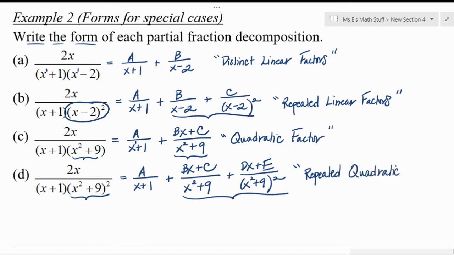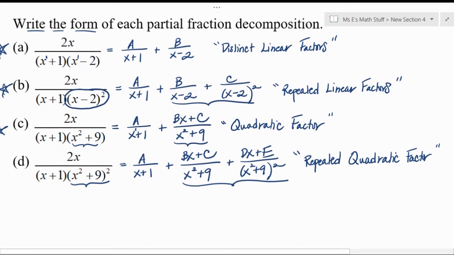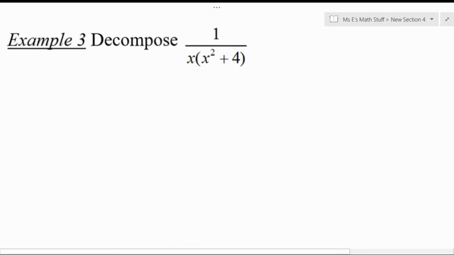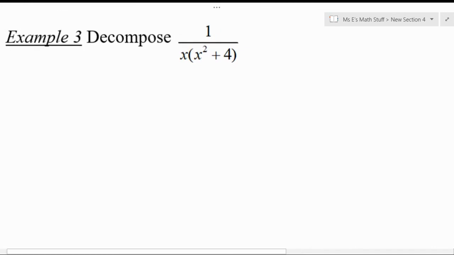Okay, and this is not an extensive list. There are other situations you could be in, but I would say the most common situations would be like the first 3: distinct linear, repeated linear, and then quadratic factors. Those are the most common ones. Anything else, you could always just try something, and if it works, great. And if it doesn't, by that time, you can figure out how to adjust it to make it work.